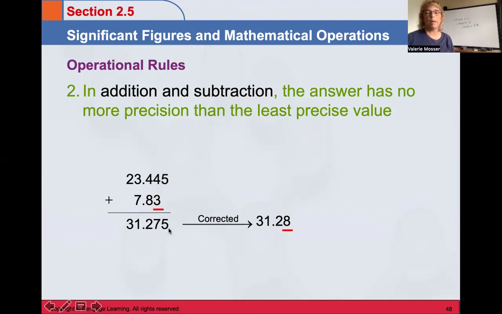So after we do our math, we correct it so that the answer is no more precise than the least precise value. The thousandths place is more precise than the hundredths place. We can see the number to more digits than this one. So the answer cannot be any more precise than the least precise value. Notice, in addition and subtraction, the answer doesn't have anything to do with the number of sig figs. It has to do with the precision. This is precise to the hundredths place, and this is precise to the hundredths place.